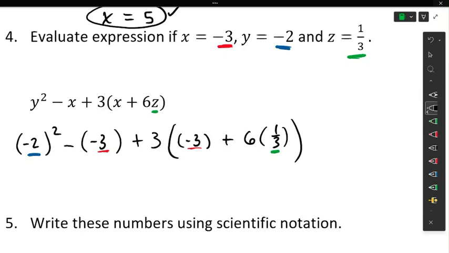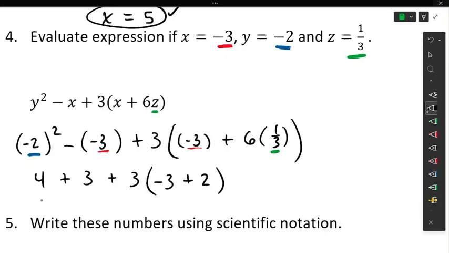So if I take a look at this, -2 squared is 4. And then I'm going to subtract a -3, which means I'm adding 3. And then I'm going to have plus 3 times some quantity. Inside of there is a -3, but to that I'm going to be adding 6 times 1/3, I'm going to be adding the number 2. So that means inside the parentheses there, -3 plus 2 is going to be -1.